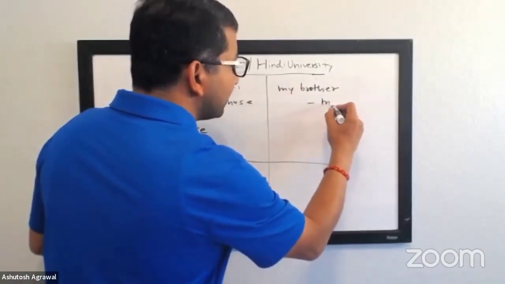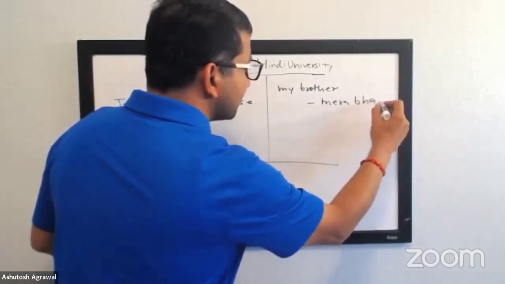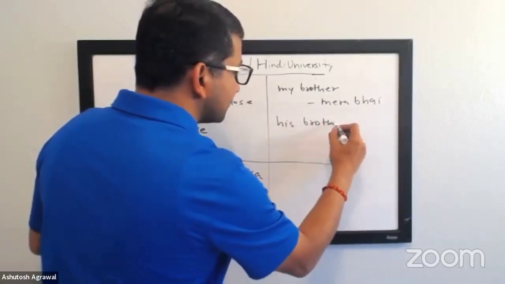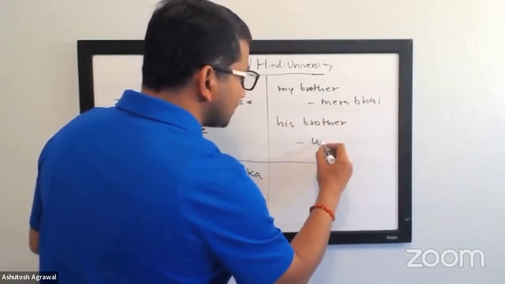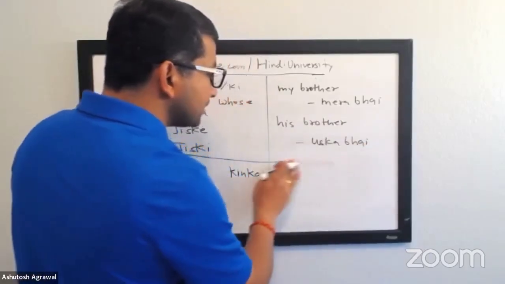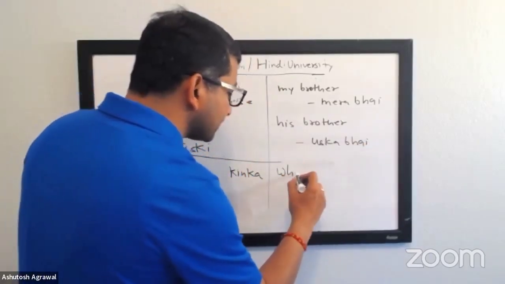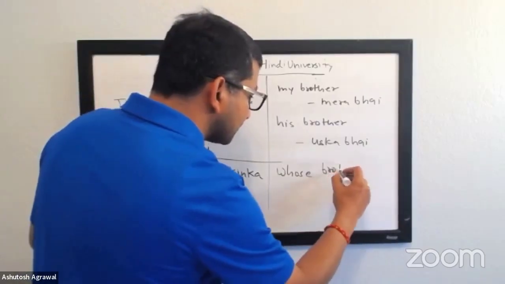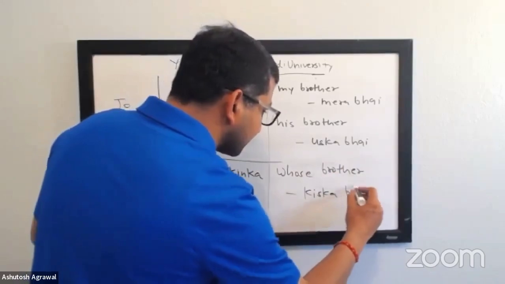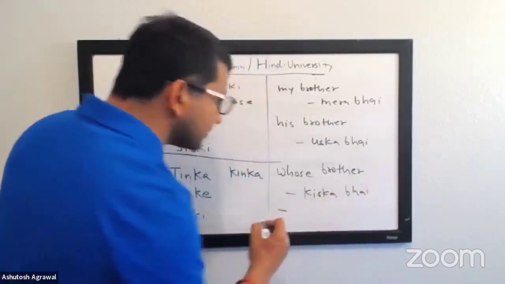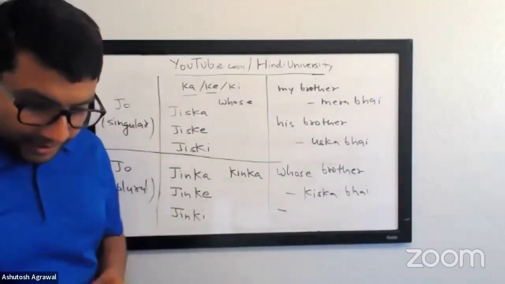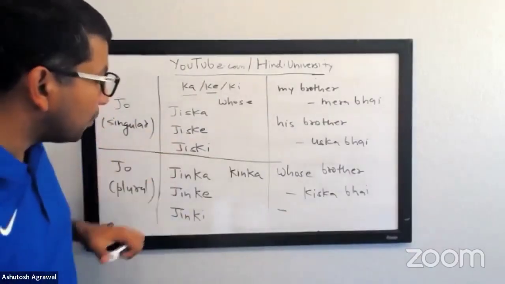Just like, as I said, when I say my brother, you will say mera bhai. Okay, you want to say his brother, you will say uska bhai. Okay, if you want to use it as an interrogative, whose brother, that's basically kiska bhai. But let's say you want to use it as a relative pronoun, and I make a sentence for you so you know why it will be used.